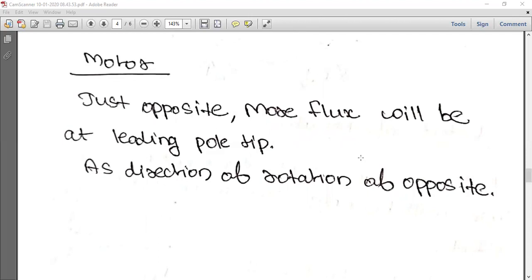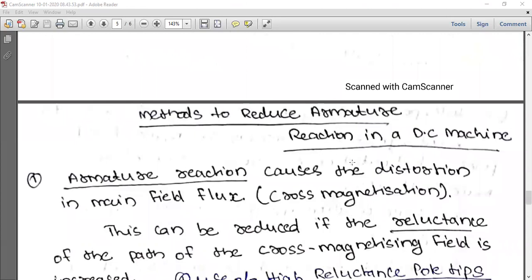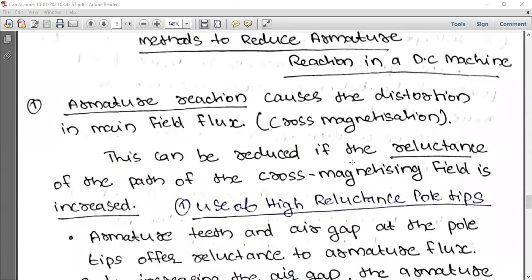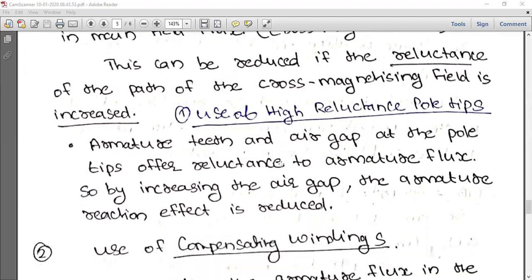So you understood that armature reaction has many harmful effects, and we need some methodology to compensate for it. So now let's see the methods to reduce armature reaction in a DC machine. Armature reaction causes distortion of the main field flux, that is cross magnetization. This can be reduced if the reluctance of the path of the cross magnetizing field is increased. So one method is the use of high reluctance pole tips. If the reluctance is more, then the cross magnetizing effect can be decreased.